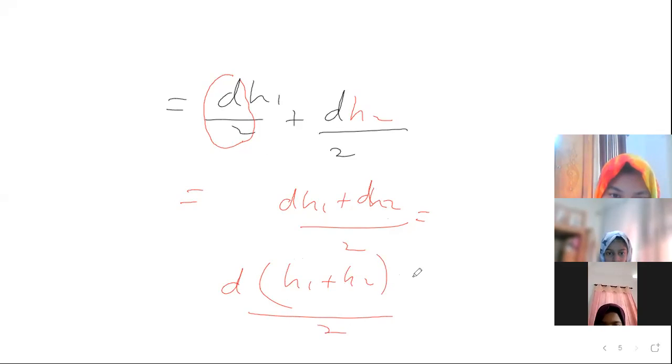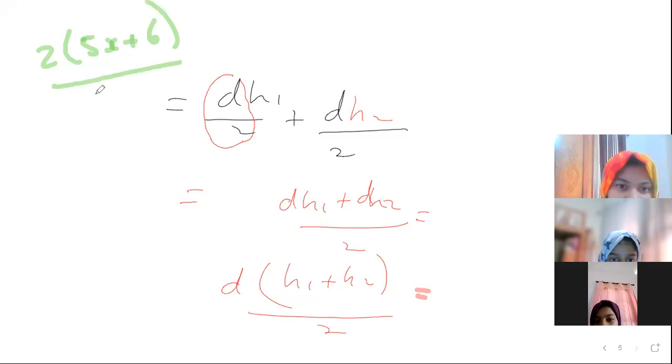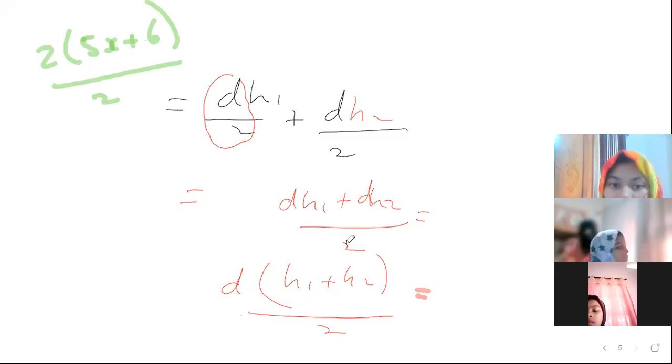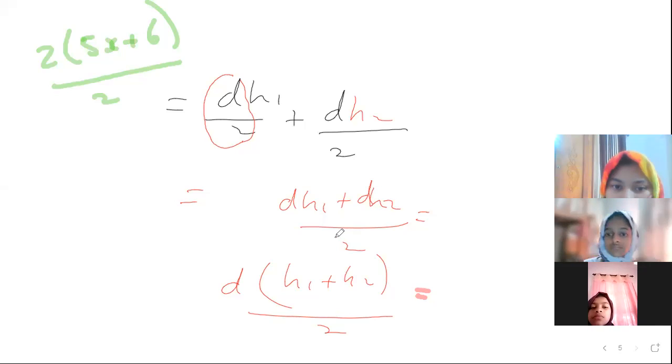Is the D not included in the H1 plus H2 by 2? No, everything is the numerator. Because if you write like this, listen here, 2 into 5x plus, suppose this is 6, something like that, divided by 2 means all of this we need. These all are one factor. We have to divide by 2. It is multiplication, and there is one term in the numerator. D is not outside. D into H1 plus H2, all divided by 2. That is why the textbook writes half into D into H1 plus H2. See, half is common and everything is multiplied by it.